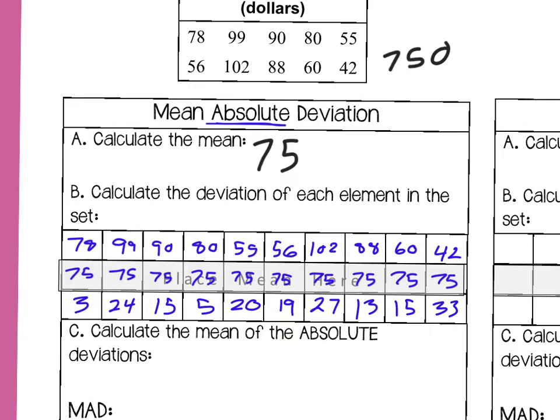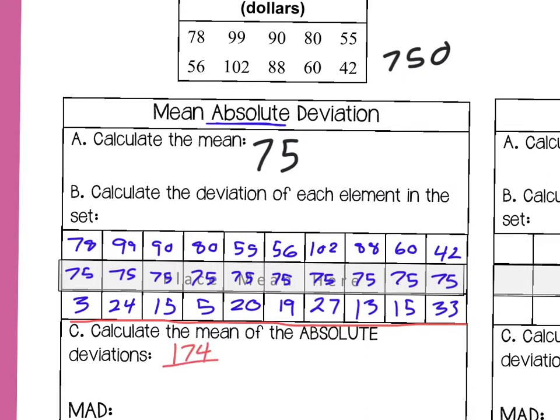I am going to take these numbers and add them together, so I'm finding the mean of these numbers. So I'm going to go 3 plus 24 plus 15 plus 5 plus 20 plus 19 plus 27 plus 13 plus 15 plus 33. I get 174, so I'm going to write that down so I do not forget it.